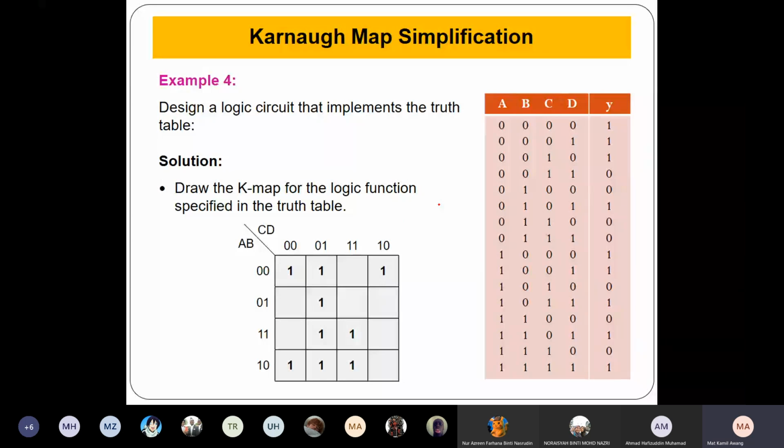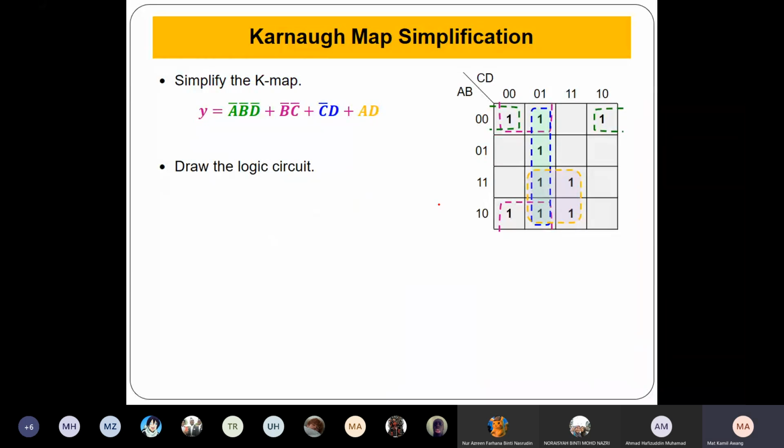From there, the next step is that you need to simplify. You simplify the truth table by grouping. So this can be one group, this can be one group, this can be one group, and this can be one group. So you have how many groups? 1, 2, 3, and 4.